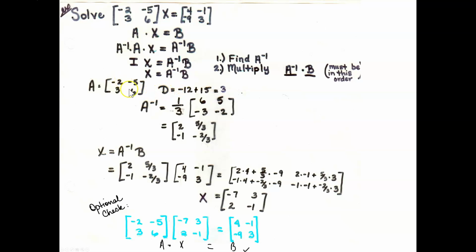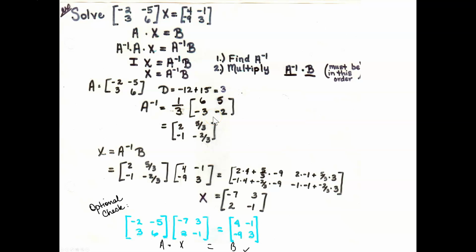For the D value, I'm going to do negative 2 times 6 minus 3 times negative 5. So negative 2 times 6 is negative 12. Minus 3 times negative 5 is negative 15. So minus a negative 15 would be plus 15. So our D value, our determinant, is 3. So we'll put that 3. So 1 over D times the jumbled matrix.